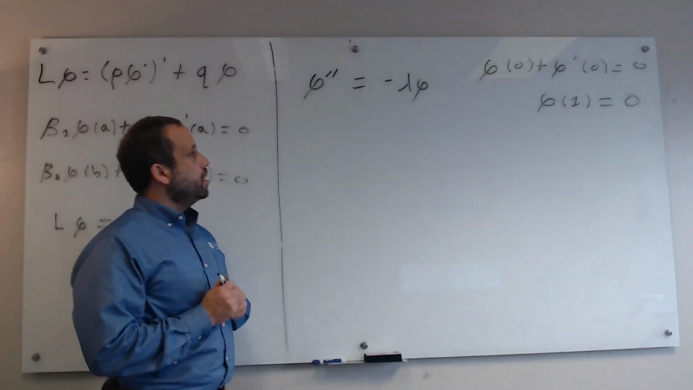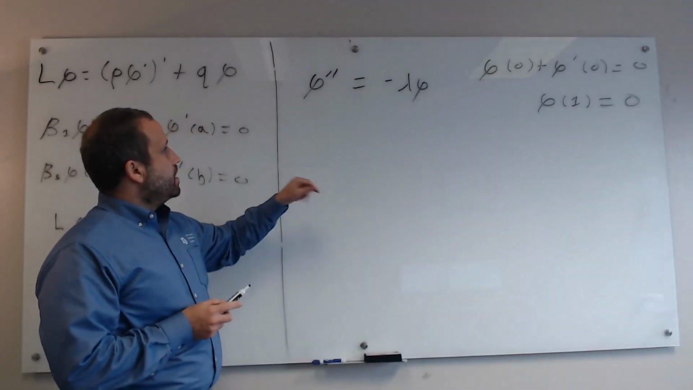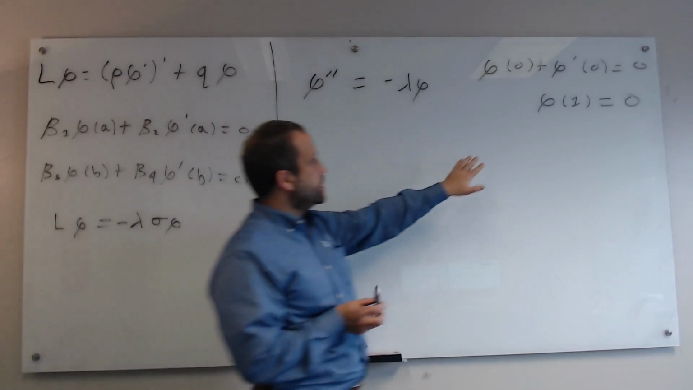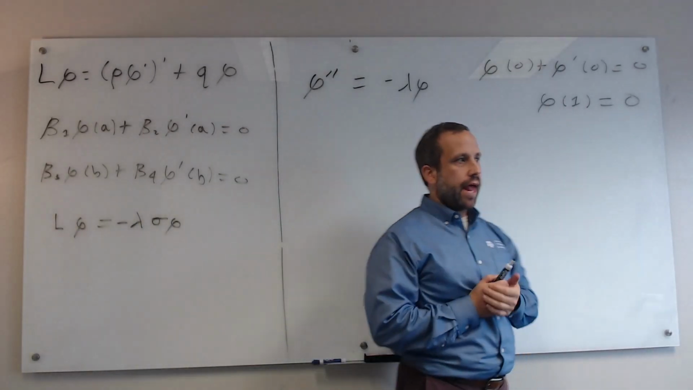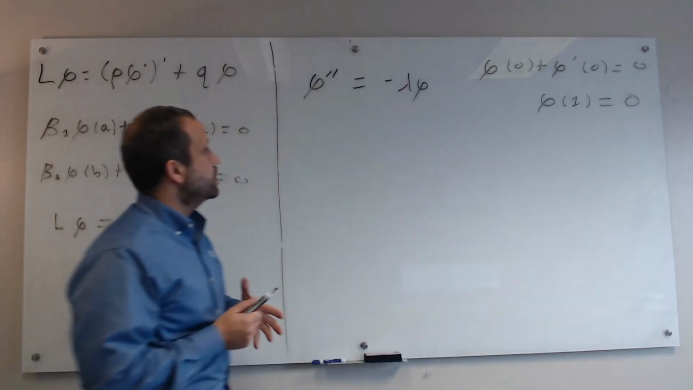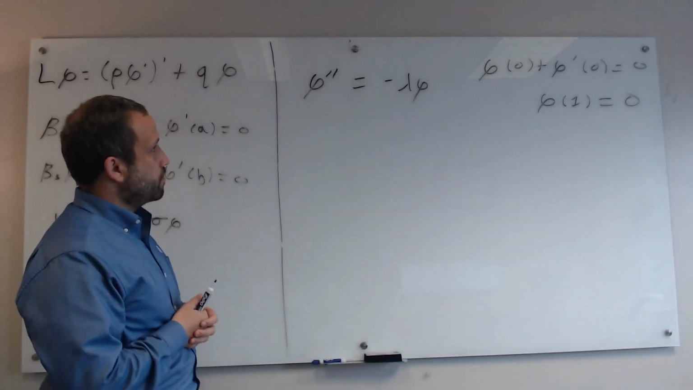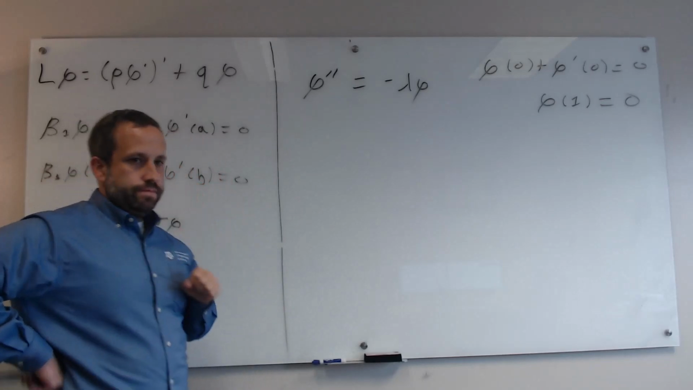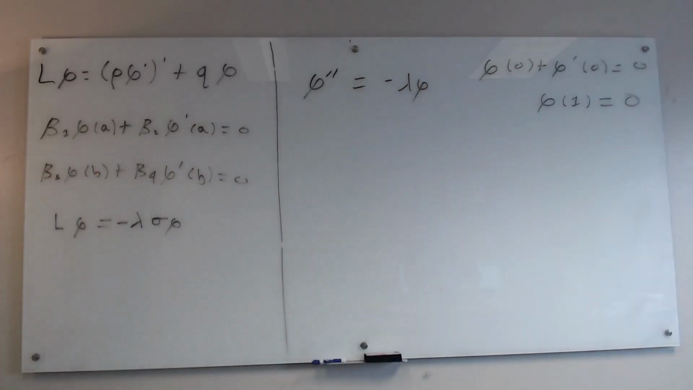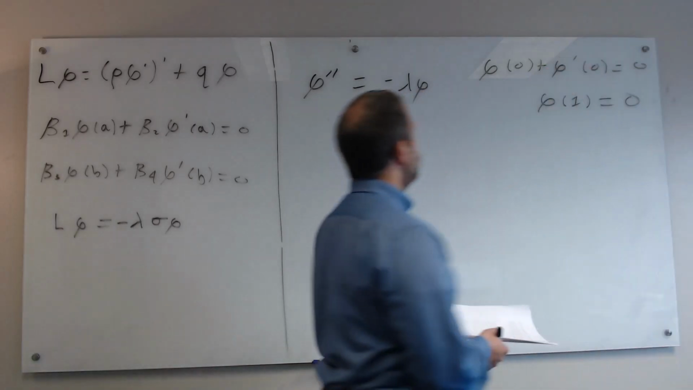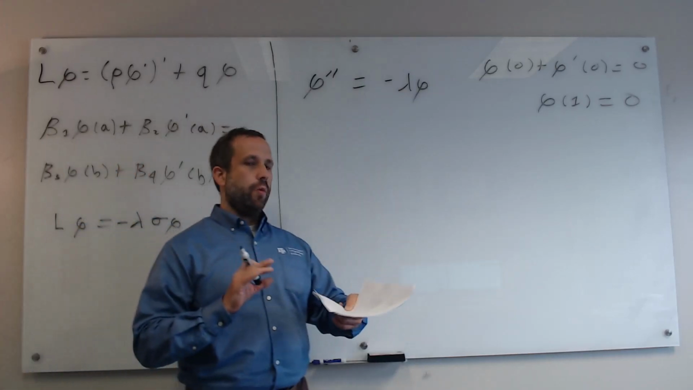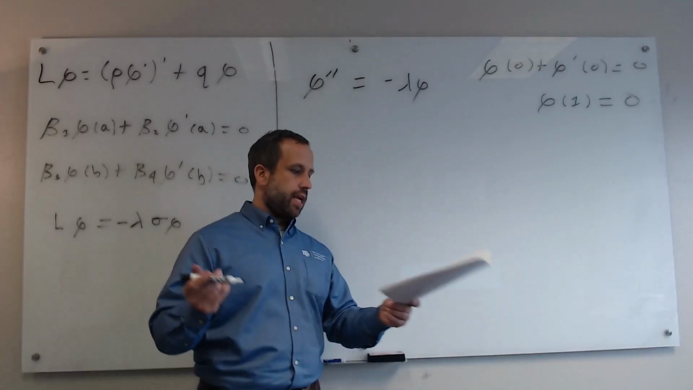Okay, so I'm going to look at this, and I'm going to ignore the boundary condition at phi of 1 for now. I'm just going to block that out of my mind. And I'm going to try to solve this: phi of 0 plus phi prime of 0 is equal to 0. Okay, so let's see what we can tell about lambda, is it non-negative, that sort of thing.